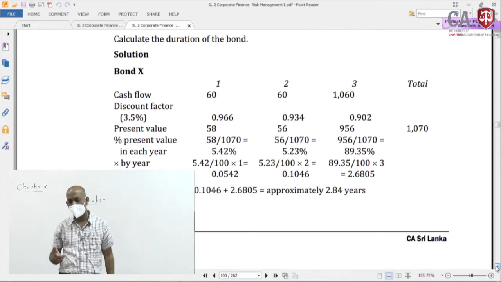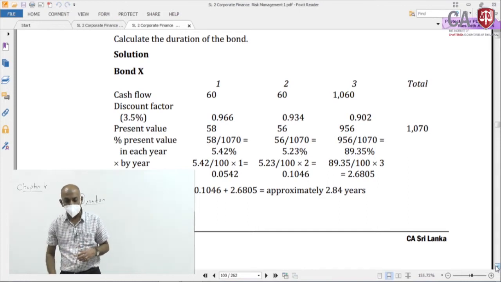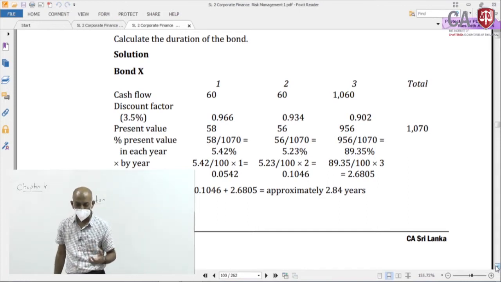So in years 1, 2, 3 you get 60 rupees coupon interest. As an investor you receive interest of 60 rupees every year, and my redemption value is 1000 at the end of 3 years. So 1000 plus the 60 annual interest you also get. So 60, 60, 1060 are the cash flows you have. And the yield, they say, is 3.5. So you discount that and calculate the value of the bond as 1070.